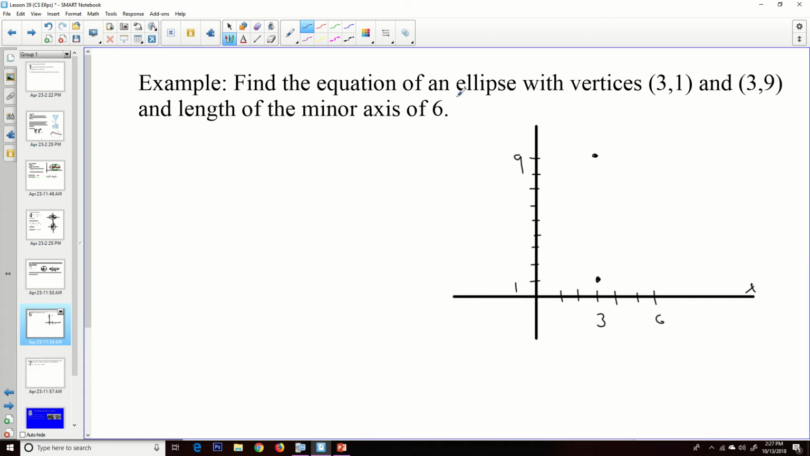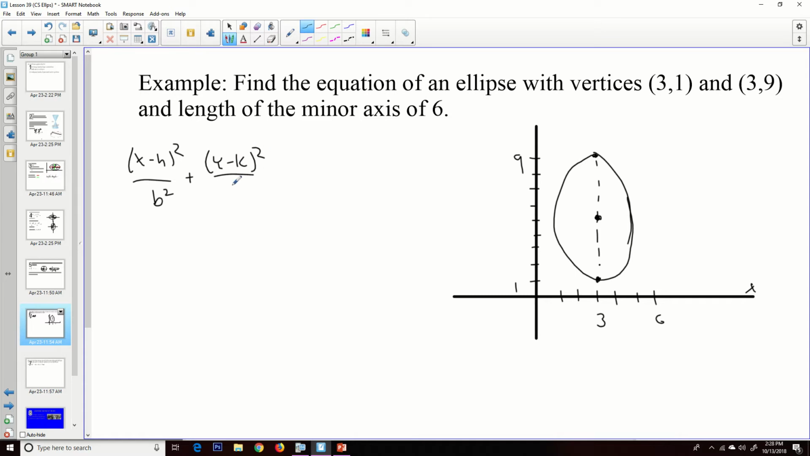And so if these are the vertices, then I have an ellipse that looks probably something a little bit like that. We know it's not perfect, but that's all right. And that means that this distance right here is my major axis. So my A value is going to be under the y because I have a vertical axis ellipse. So it's going to be (x minus h) quantity squared over b squared plus (y minus k) quantity squared over a squared equal to 1.